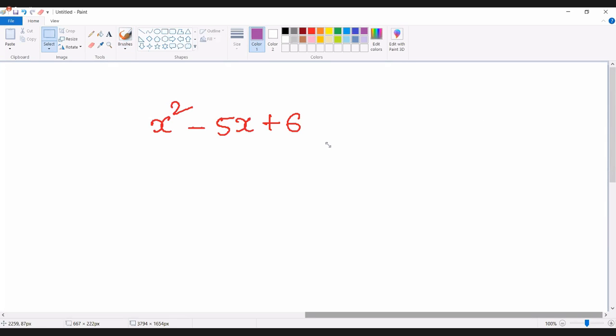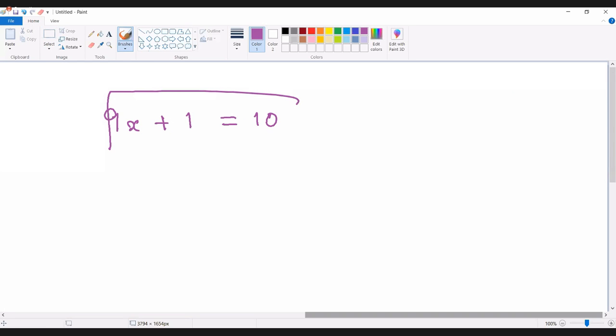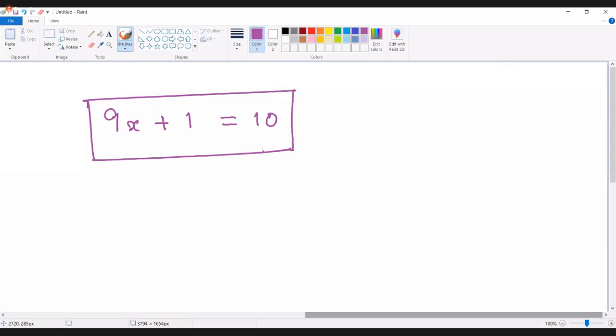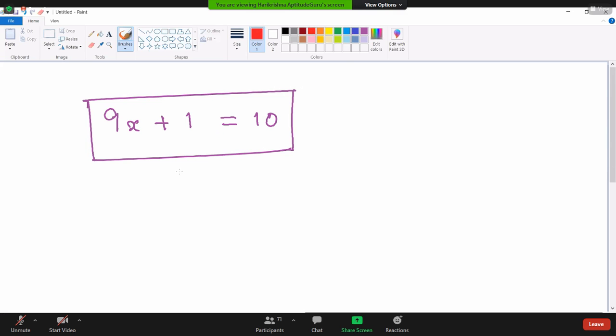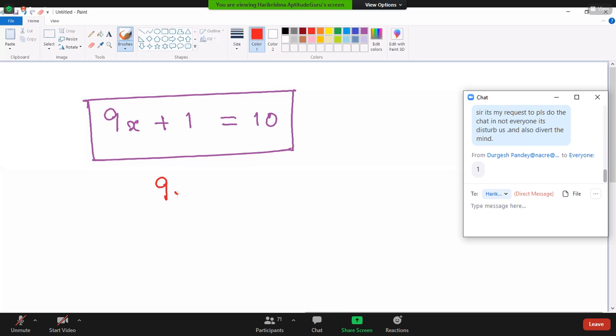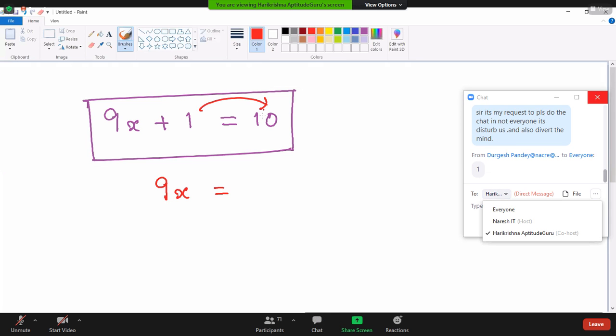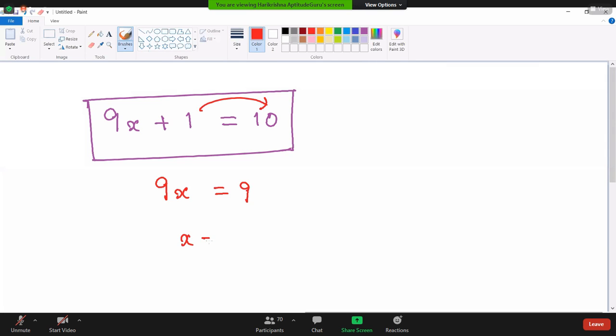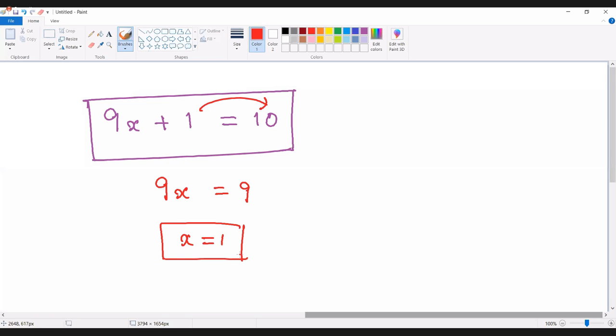For example, let's assume that 9x plus 1 is equal to 10. In this, the question is: what is the value of x? So this is a given equation for us, and they are expecting us to find out the value of x. You can just observe 9x plus 1 is equal to 10. So from this data, we can write 9x is equal to 10 minus 1, that is equal to 9. So we can say x value is equal to 1.